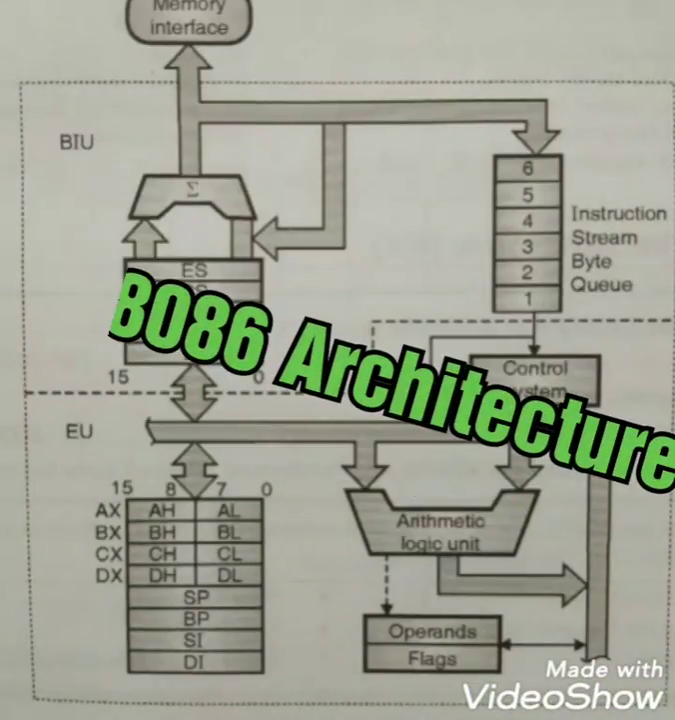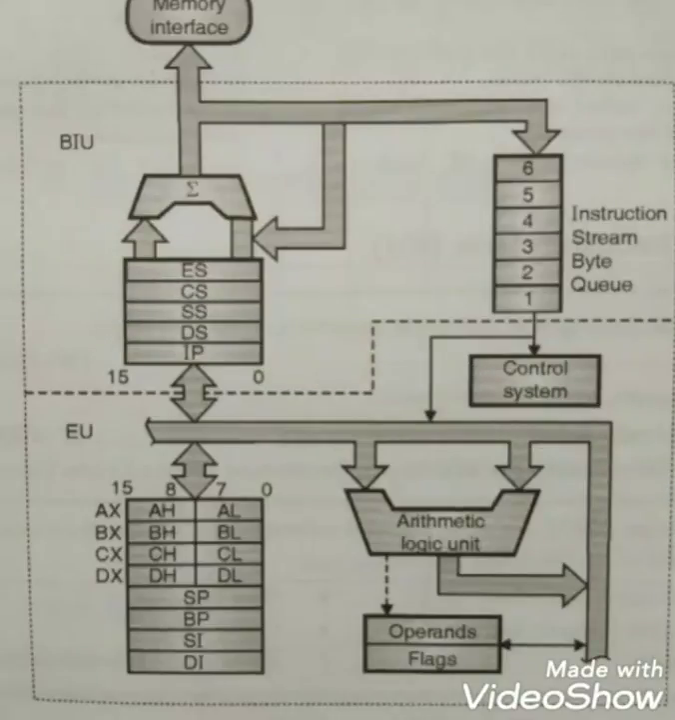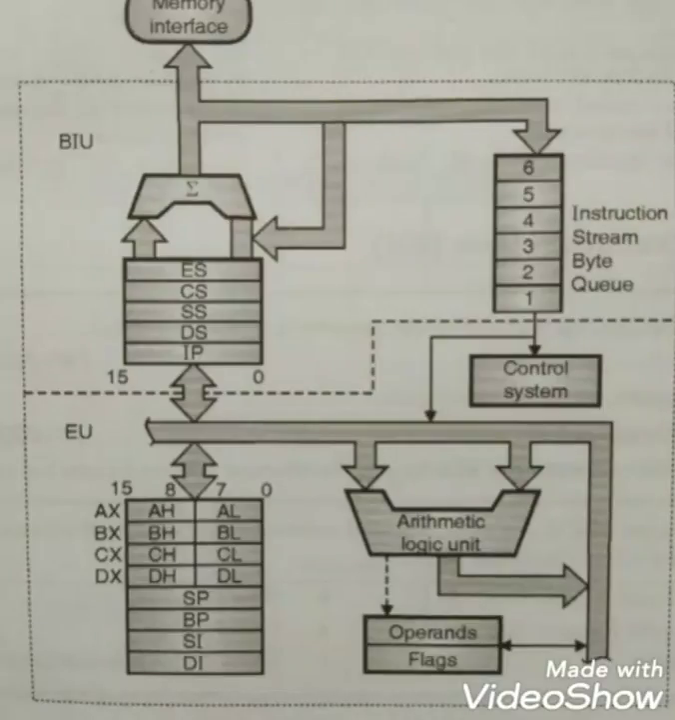Architecture of 8086 microprocessor. It is divided into bus interface unit and execution unit. The major reason for the separation is to increase the processing speed of the processor. The bus interface unit has to interact with memory and input-output devices in fetching the instructions and data required by the execution unit.